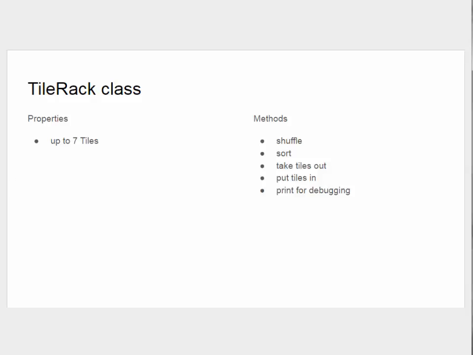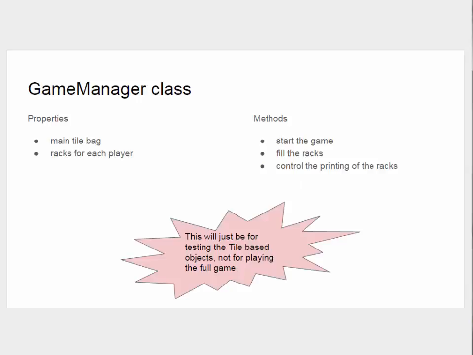So we have the tiles, but we want everything in an object, so we're also going to have this game manager class. The full version of the game manager class would contain all sorts of rules about the game and who wins and who loses and the score. But we're just going to use this class for testing our tile objects. The idea is that it's going to have the bag, it's going to have racks for each player, and then it's going to do game management functions like starting the game and filling up those racks. It would probably control the printing of the racks. But I don't want to spend a lot of time on this. I really want to focus on the vectors of objects that we have.